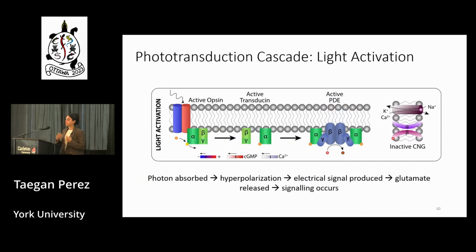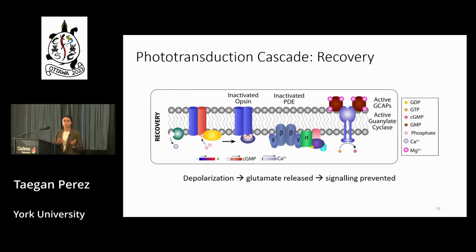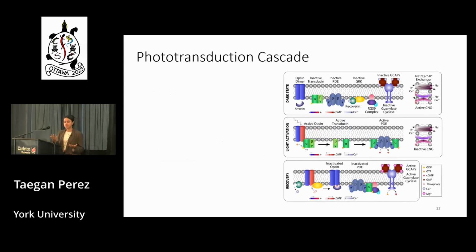However, following the absorption of a photon of light by the opsin protein in the light activation phase, a photoreceptor cell is hyperpolarized by the closure of cyclic nucleotide gated channels, which produces an electrical signal. Glutamate release is also reduced, and so these signals are allowed to reach the brain, which results in vision. The signaling in the photoreceptor cell is reduced and ultimately terminated during the recovery phase, where the cell is again depolarized, again leading to that release of glutamate, so no signaling is occurring, and so no vision is occurring, which brings the photoreceptor cell back to the dark state, and thus the cycle continues.